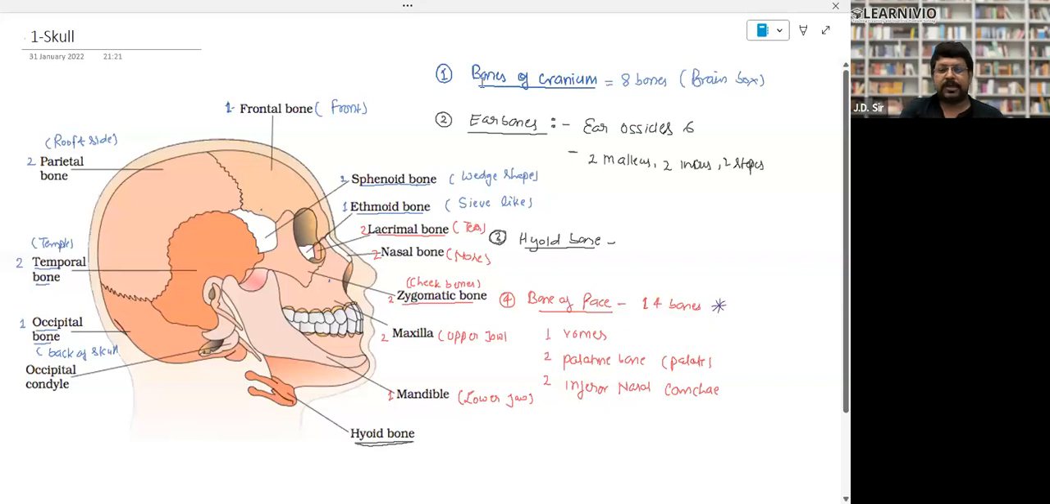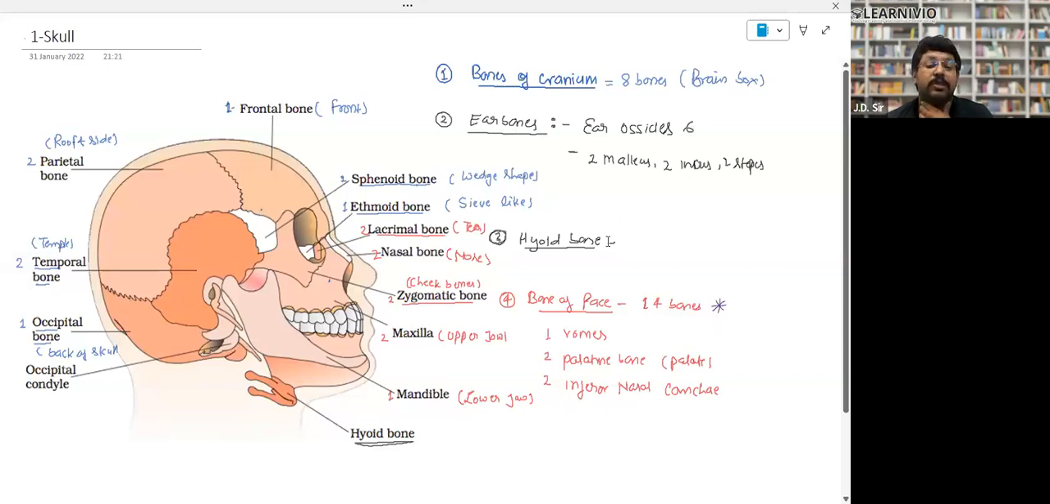Try to understand. Then ear bones. Basically these are the pinna. They are not ear bones. They are made up of cartilage. They are the external part of the ear. Inside our ear, each ear is made up of 3 bones. We have 2 ears, so a total of 6 bones. So ear bones are 6 in number.